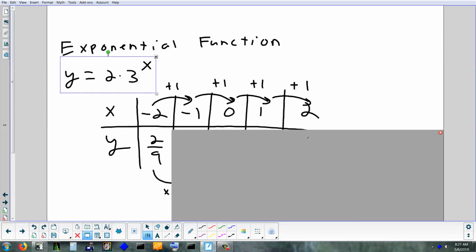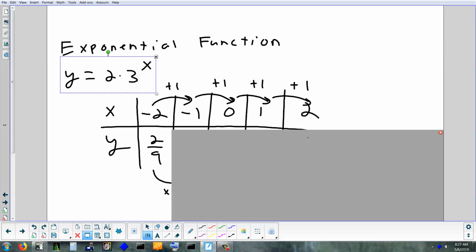The first one, 3 to the -2. That's what we did in the warm-up. That's 1 divided by 3 to the second. That's 1 divided by 9. Doubled. So 2 divided by 9. Right? Let's look at the next one.